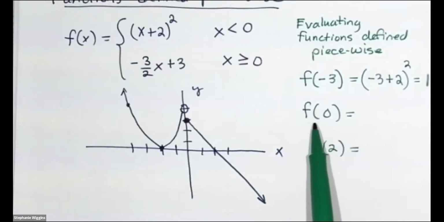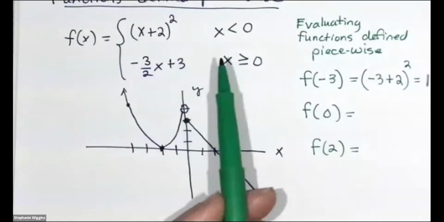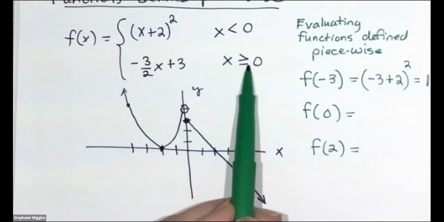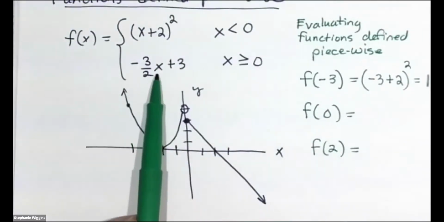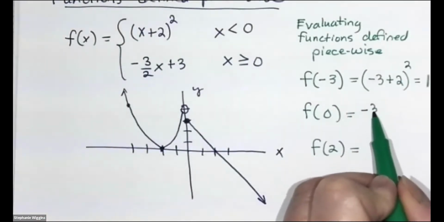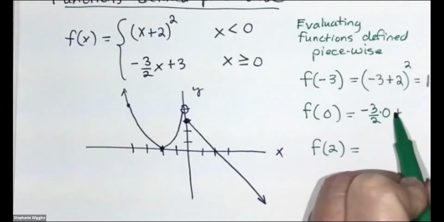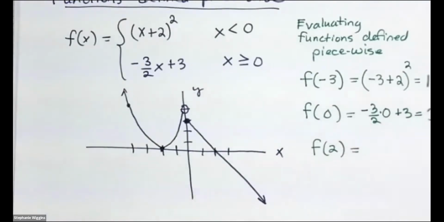Okay, moving on. For this example, we have x equals 0. And because 0 is equal to 0, it's in here, right? x is greater than or equal to 0. Well, 0 is 0, so it's in this region. I plug in the 0 right here, and so I get -3 halves times 0 plus 3. 0 times anything is 0, plus 3 gives me 3.